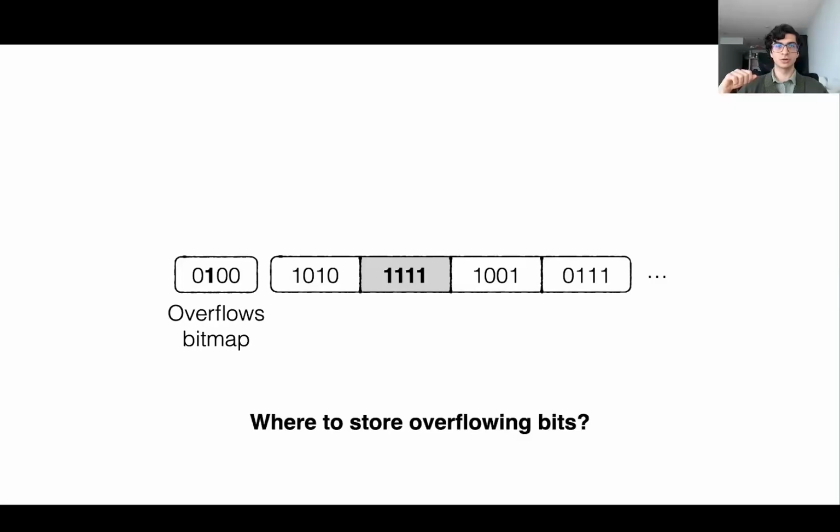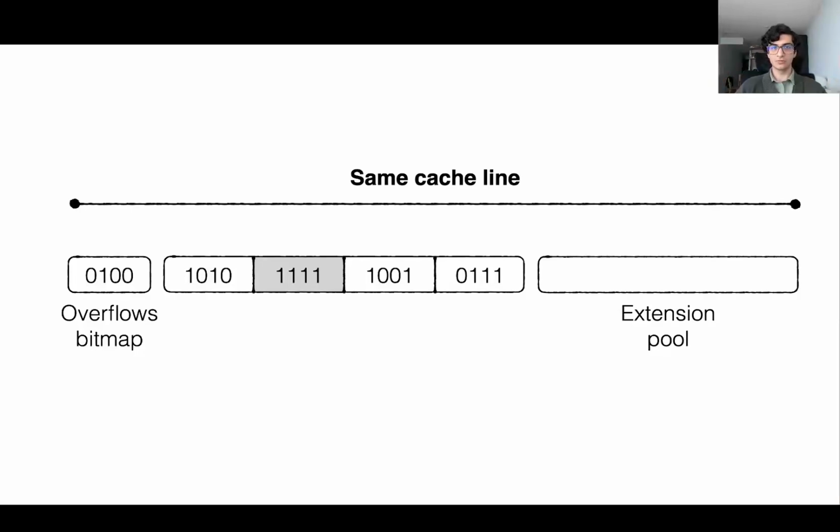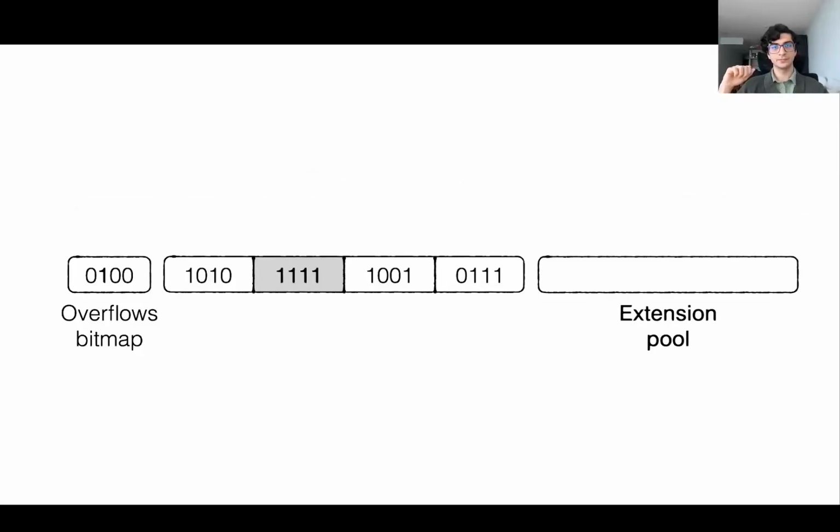Then, we store the overflowing bits of the overflowing counters by treating the remaining space towards the end of the cache line as an extension pool. Note that all of this is stored within the same cache line, so accessing these fields together can be done inexpensively. Now back to our example. We'll store the overflowing bits of the second counter here as an extension in the extension pool.